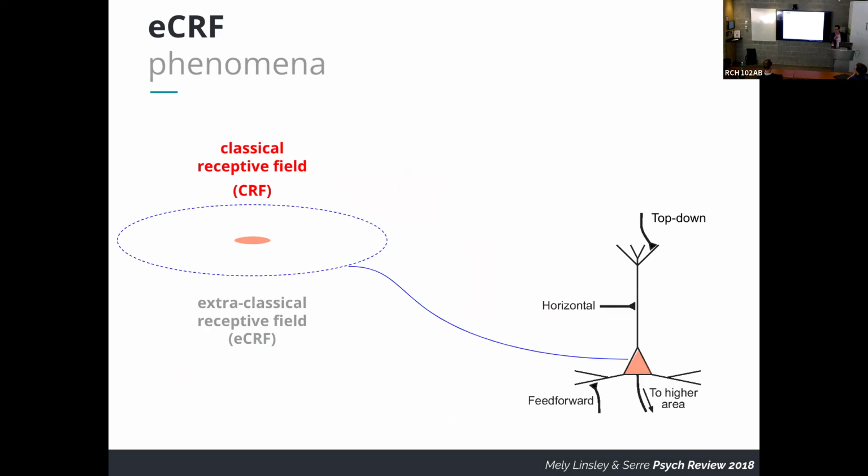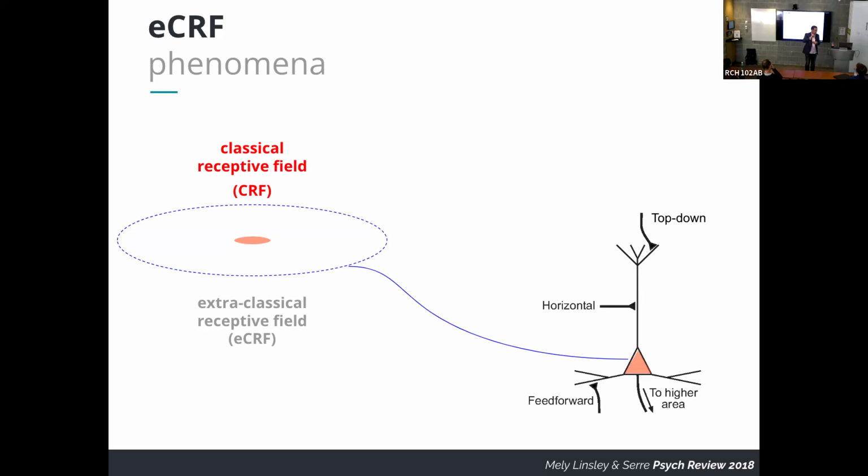fields. So I don't know how many of you have heard the term extra-classical receptive fields before. Yes, I know that all of you know at least about the classical receptive field, right? Think of that as the pinhole through which neurons see the world. So I need to stimulate the classical receptive field to be able to elicit a response from the neuron. The extra-classical receptive field, by definition, sits outside of the classical receptive field.